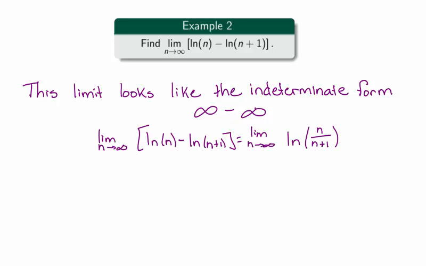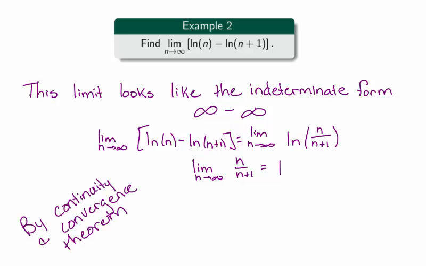Here, notice that the limit as n goes to infinity of the natural log of n minus the natural log of n plus 1 equals the limit as n goes to infinity of the natural log of n divided by n plus 1. Recall in the previous video we saw that the limit as n goes to infinity of n divided by n plus 1 equals 1.